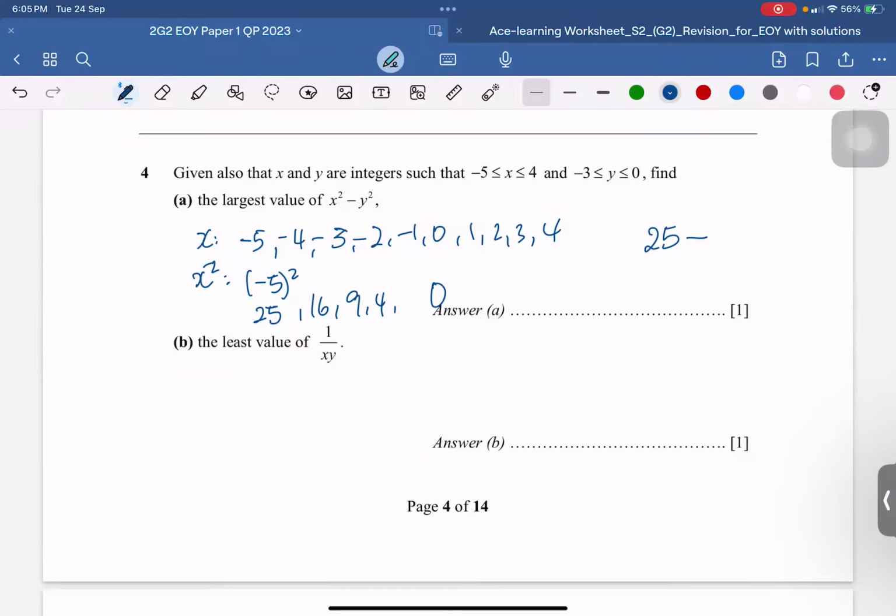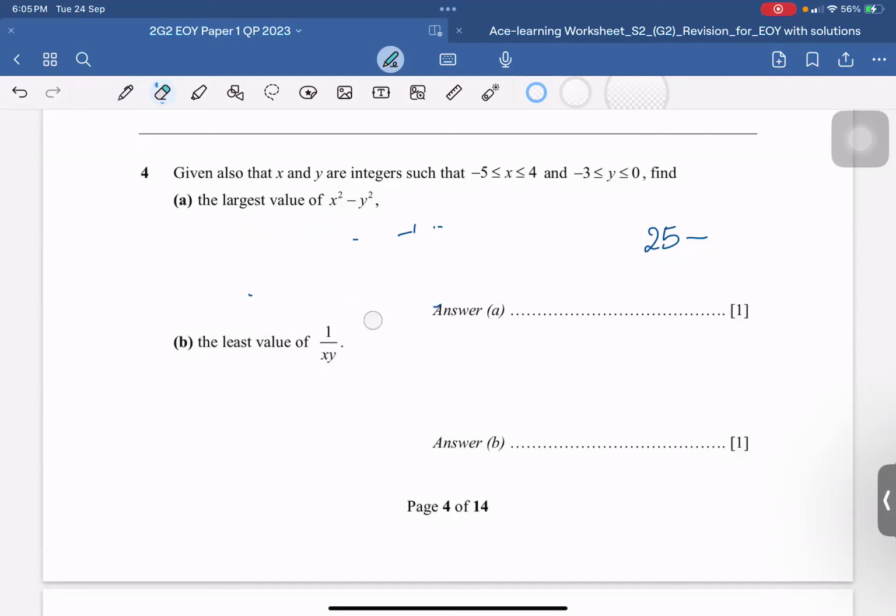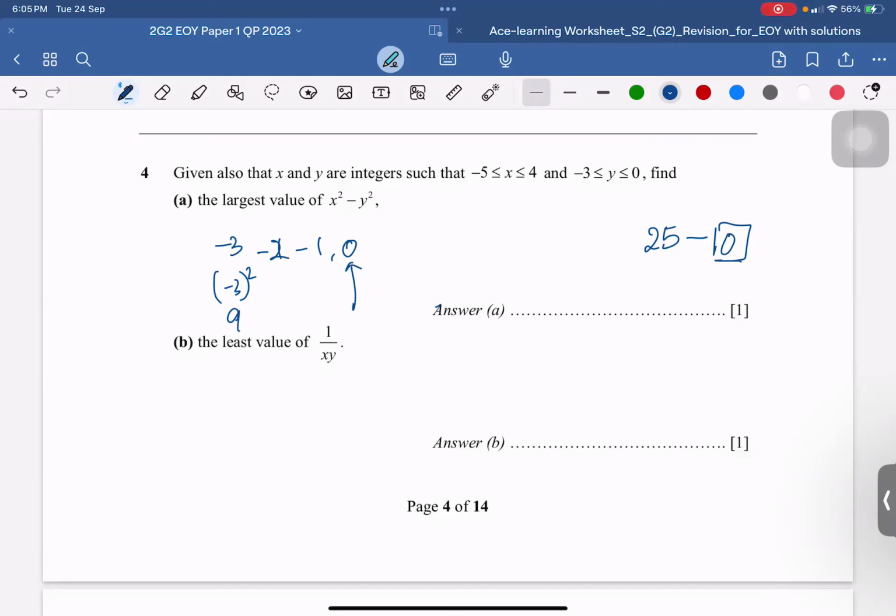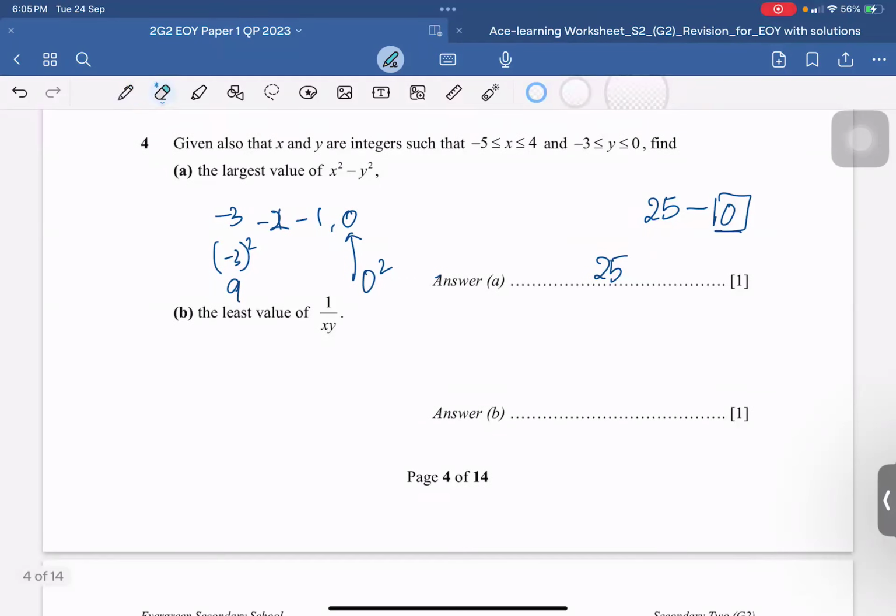For the smallest value of y squared, y has the numbers -3, -2, -1, 0, right? If I square the whole thing, -3 becomes 9. But I want to make this part as small as possible, so I should choose 0 squared. So this number will be 25. You square everything, square the number, and you test it out.